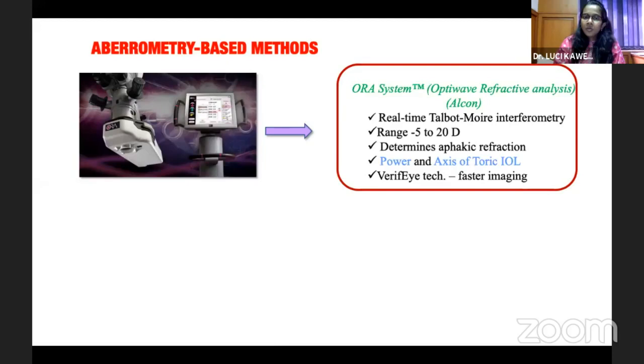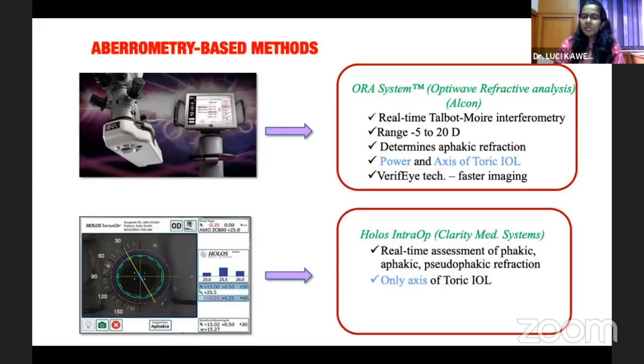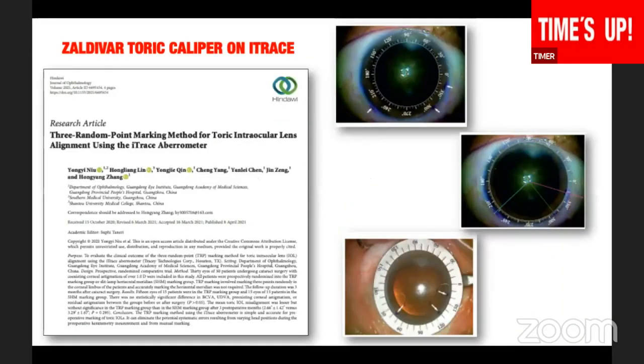Aberrometry-based methods like ORA and another method like Holos IntraOp have also been there for a few years now. On the ORA system, you can get the power as well as axis of toric IOL. The advantage is that it gives you the real-time assessment of phakic, aphakic, and pseudophakic refraction. On the Holos IntraOp system, the axis of toric IOL can be marked.